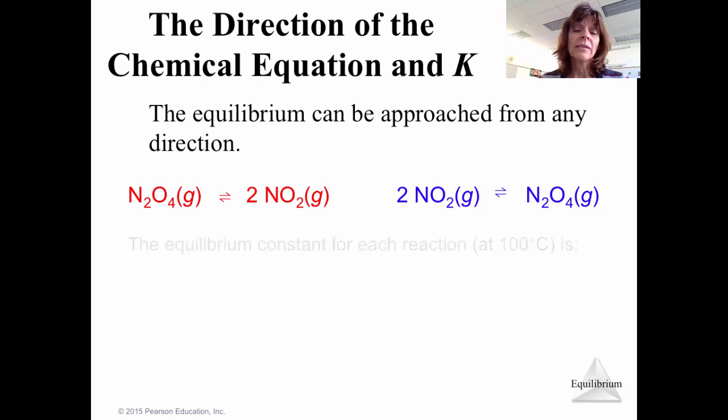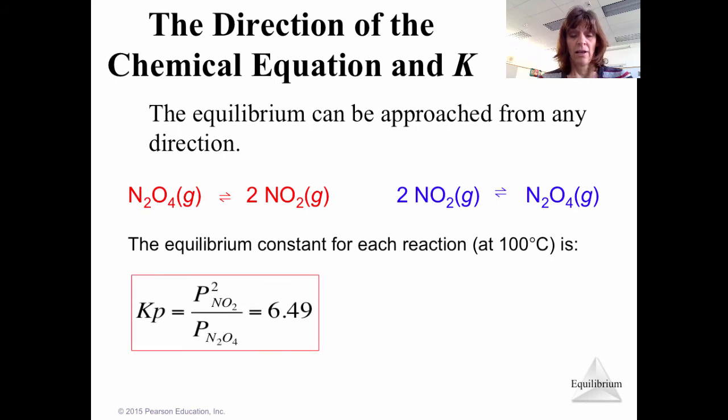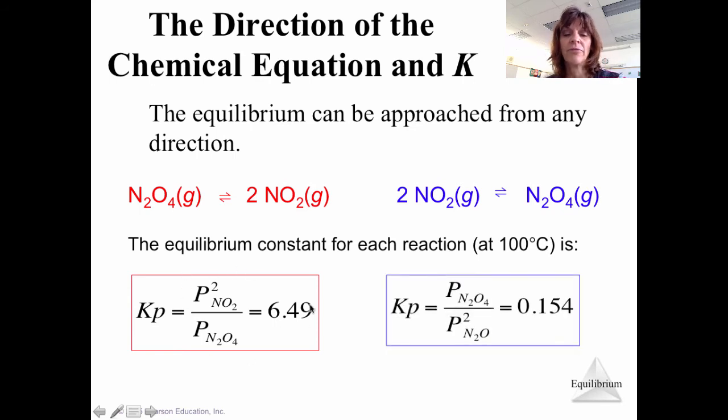So if you notice, when you have them going in opposite directions, as we saw before for the Kp for this reaction, you get 6.49 or 6.46, maybe, one of the two. But if you reversed it, how do you suppose that's going to compare to this one? Everything will be flipped over, so the value is also flipped over. If you took 6.49 and inverted it, you would get 0.154. So again, the reverse of a reaction is the inverse of the Kp value.